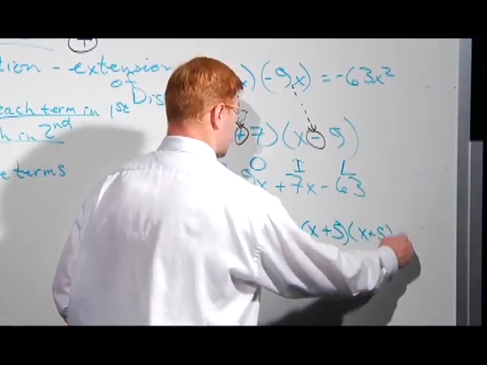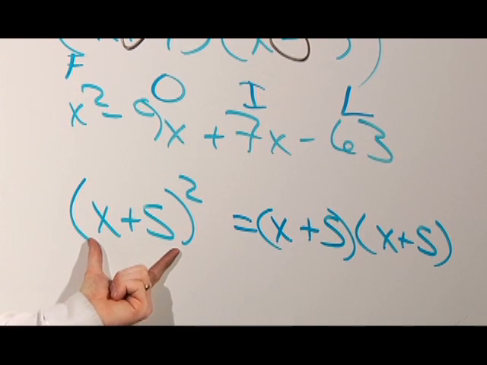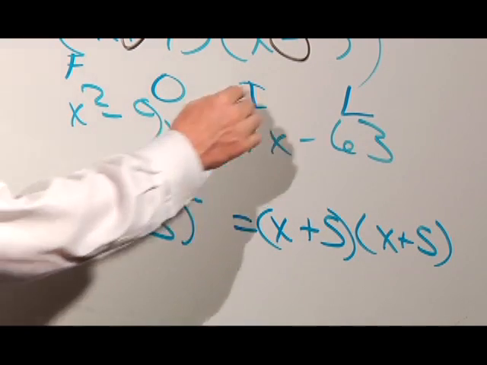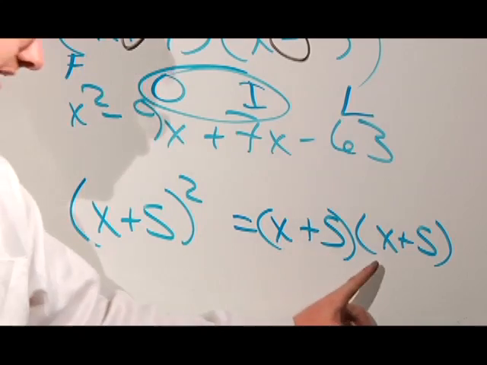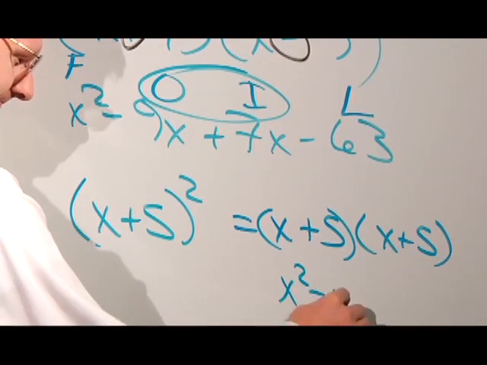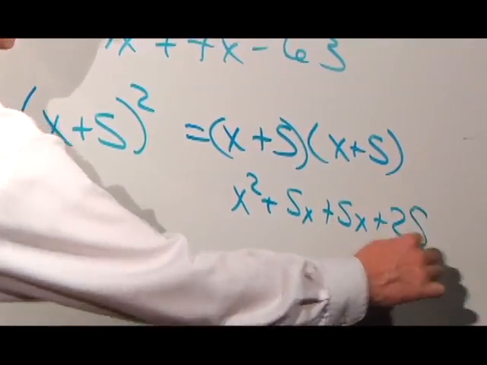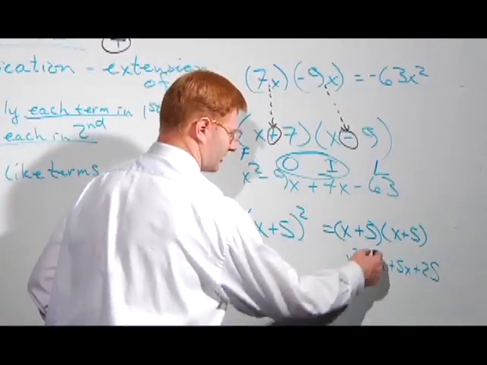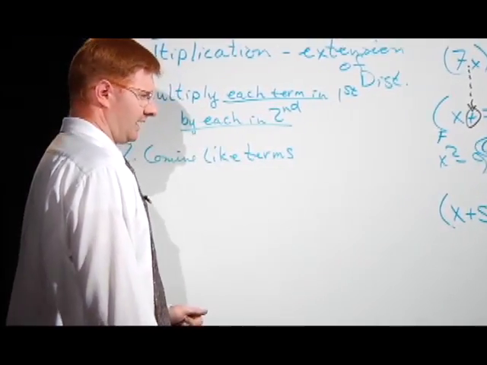times x plus 5. So the way I use FOIL is when they do this and they write x squared plus 25, I tell them you forgot to FOIL, which means they forgot to make sure each term here in the first one hit each term in the second one. That's where we get x squared plus 5x plus 5x plus 25. And there you have it. That's where they get the middle 10x from.